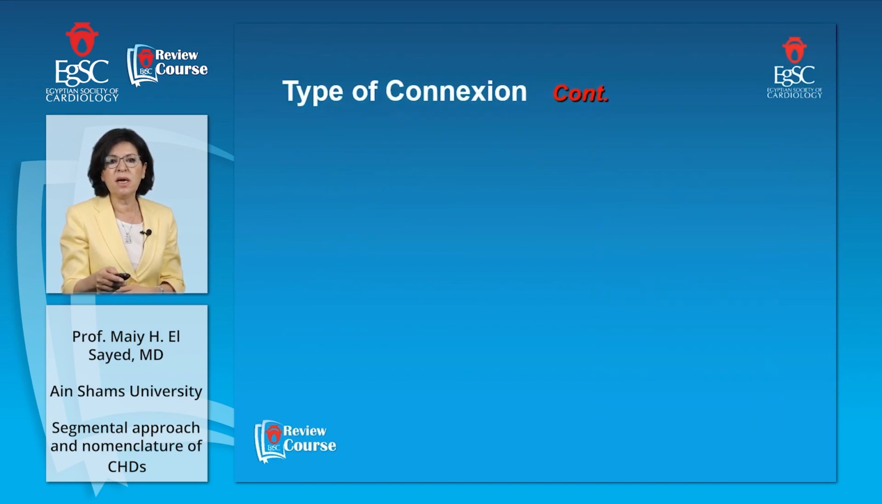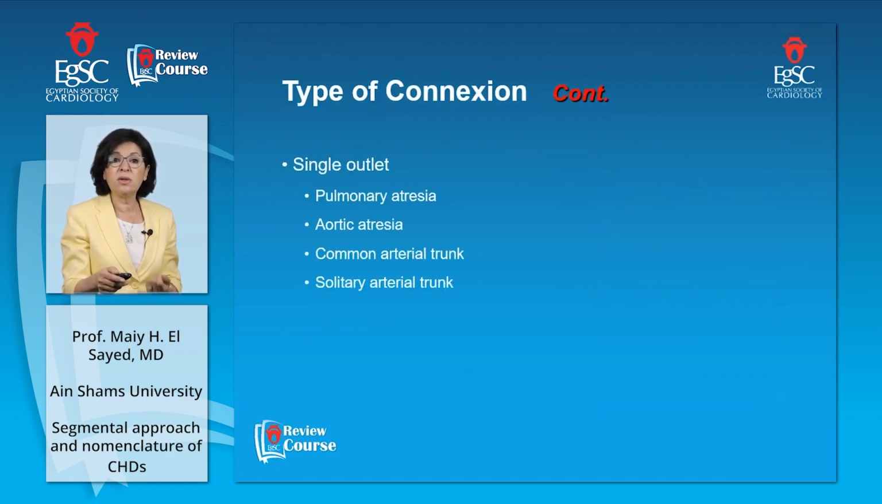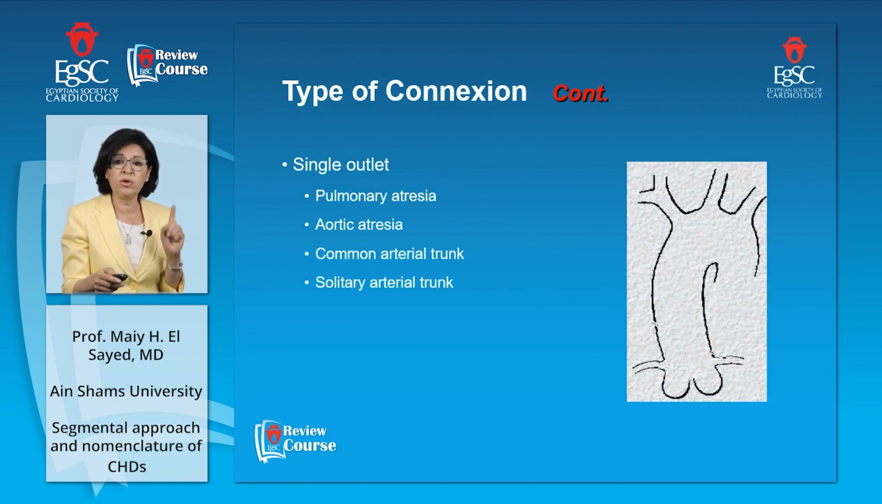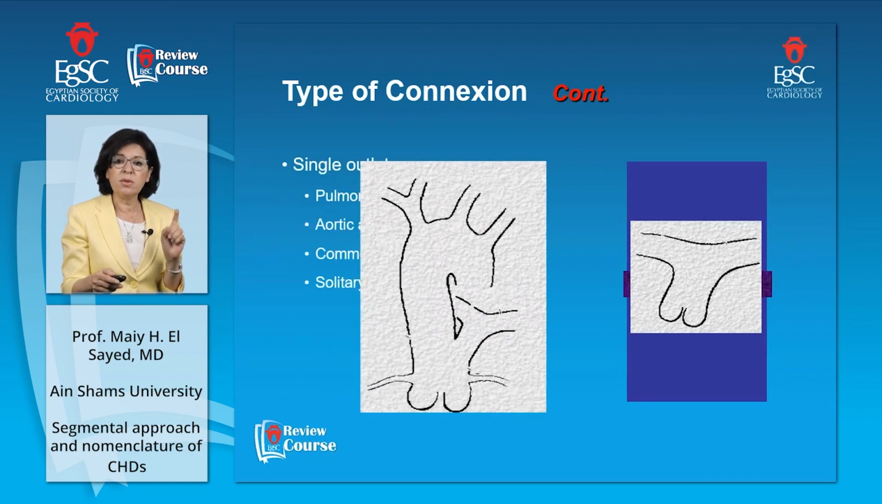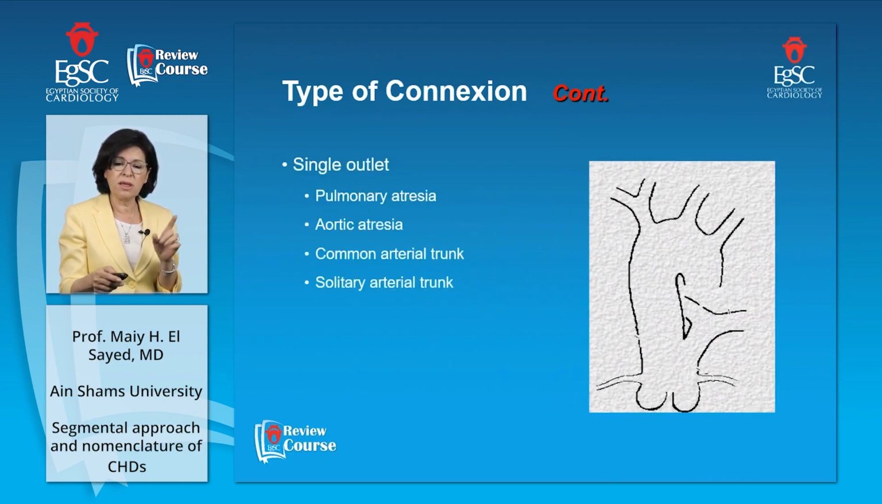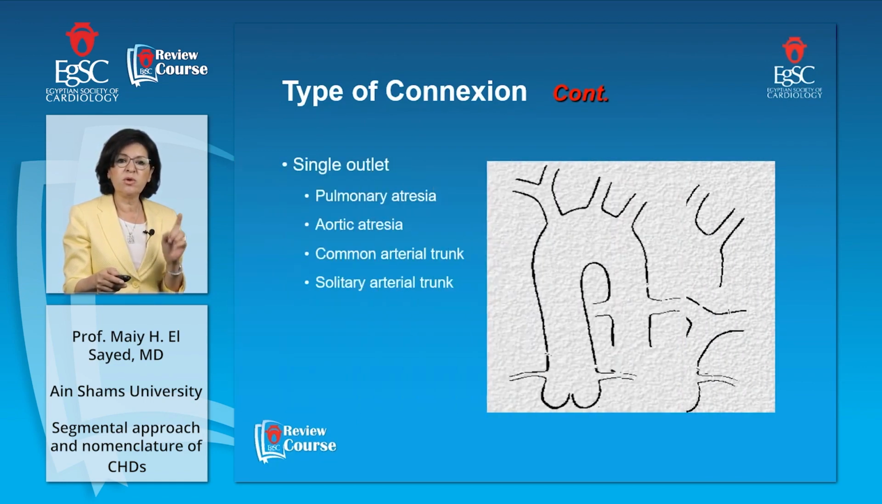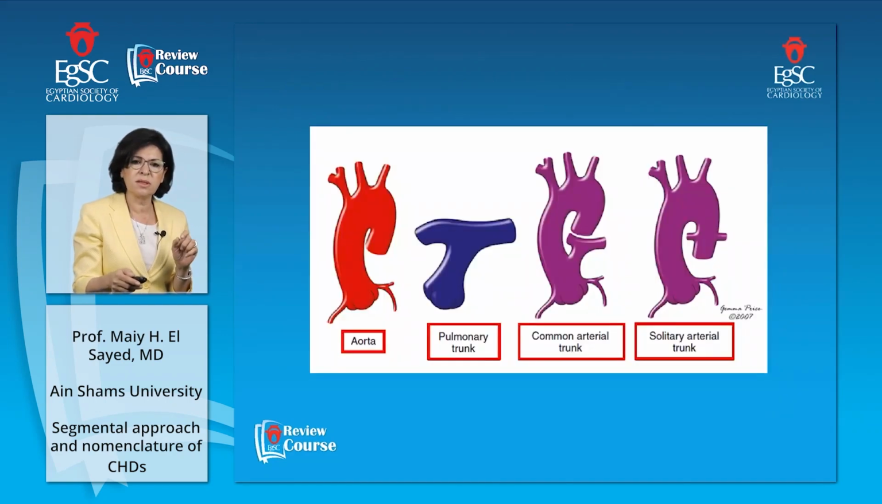Or is there a single outlet heart? A single outlet heart means that only one vessel is coming out of the heart. This can happen with pulmonary atresia, where there is only an aorta coming off the heart, with aortic atresia, where there is only a pulmonary trunk coming out of the heart, or a common arterial trunk, where both are, I'll explain this later, or something called a solitary arterial trunk. So what are these?